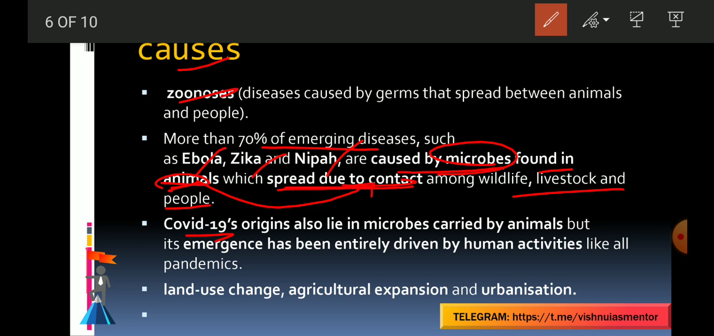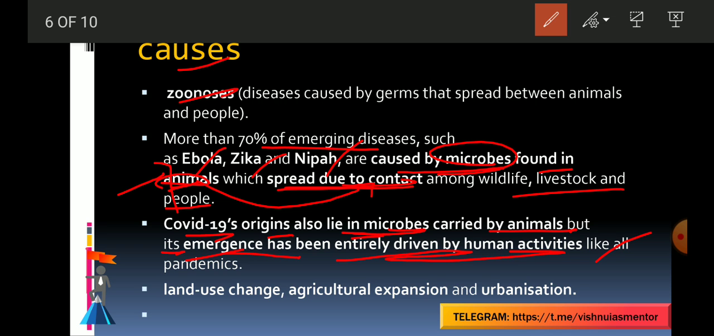And COVID-19's origins also, as I told you, more than 70% of diseases are caused by zoonosis, that is microbes found in animals that spread to people. So COVID-19's origin also lies in such a microbe carried by animals, but its emergence has been entirely driven by human activities. Actually, it spread from animal to human, but the emergence of this is mainly because of human activities, like all other pandemics.